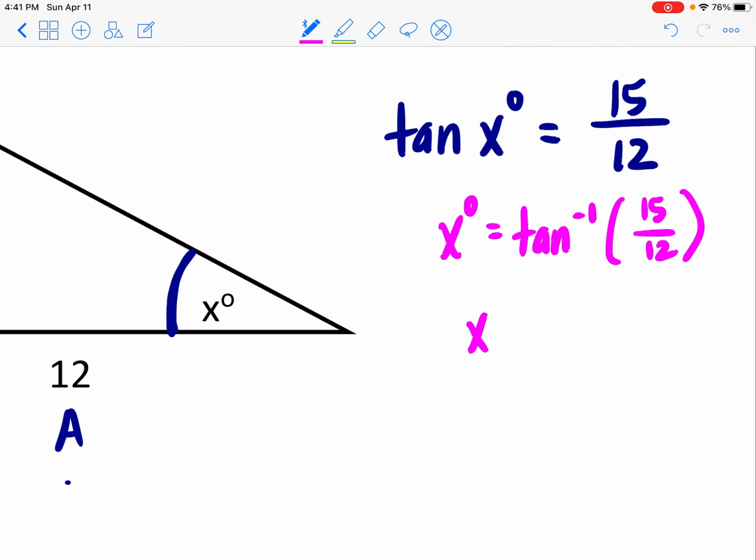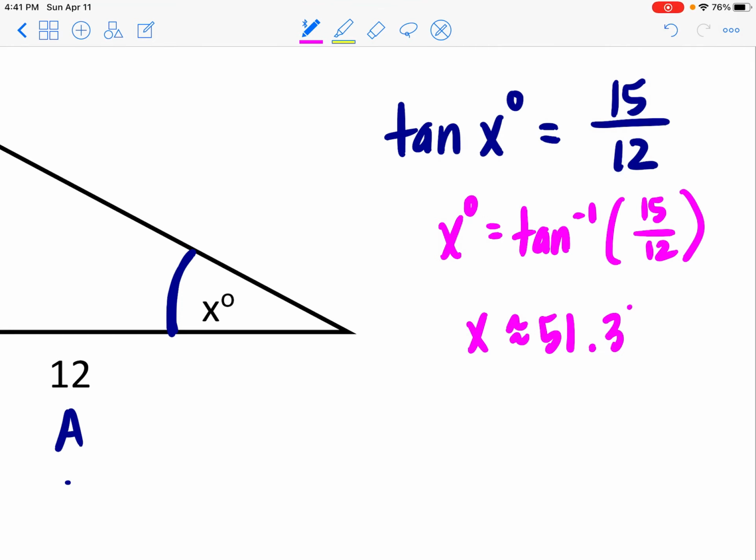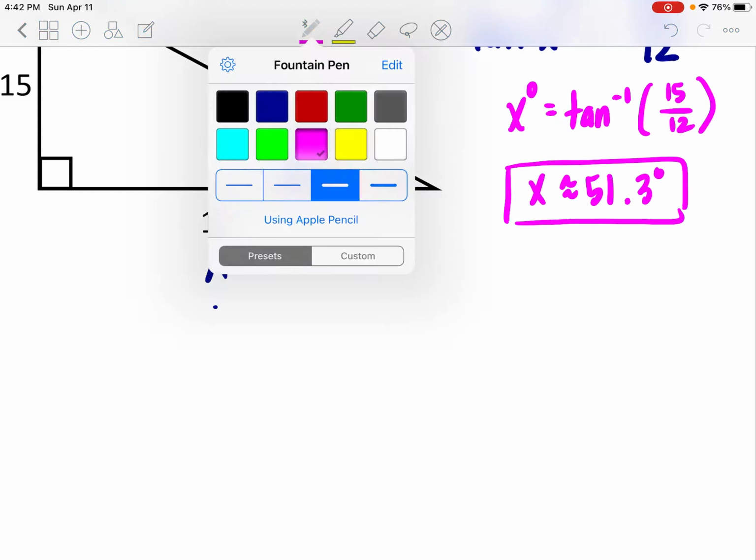So x is approximately 51.3 degrees. Okay, it's a little weird, but the opposite of tangent is inverse tangent, and that will work similarly for the rest of these.